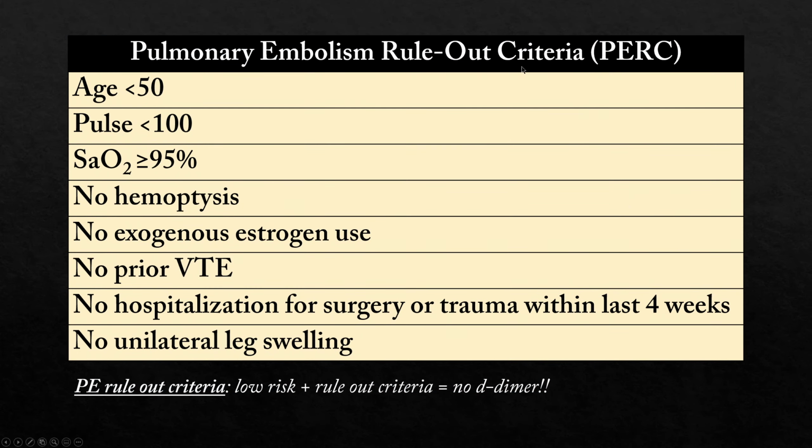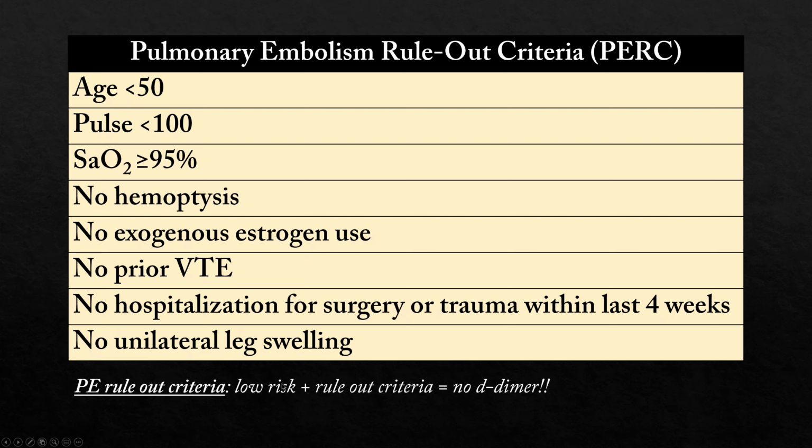Now, what's the PERC criteria? It's the pulmonary embolism rule-out criteria. Now, you rule out the possibility of this being PE with these criteria, as you can see. Young age, no tachycardia, normal saturation, no hemoptysis, no estrogen use, no prior VTEs, no hospitalization or surgery lately, no unilateral leg swelling, no DVT, basically. So, if all of these criteria apply to the patient, that we calculated a Wells criteria with low risk probability or unlikely to be PE, right?